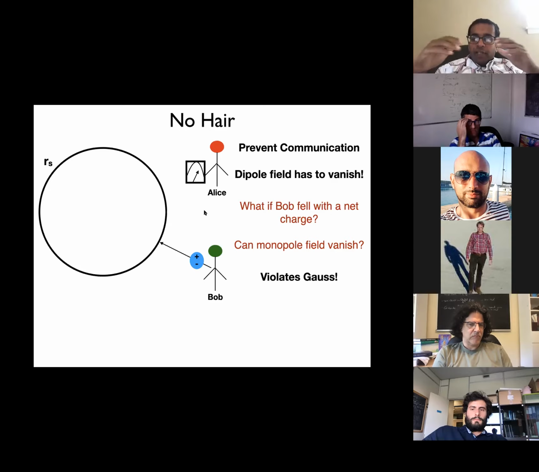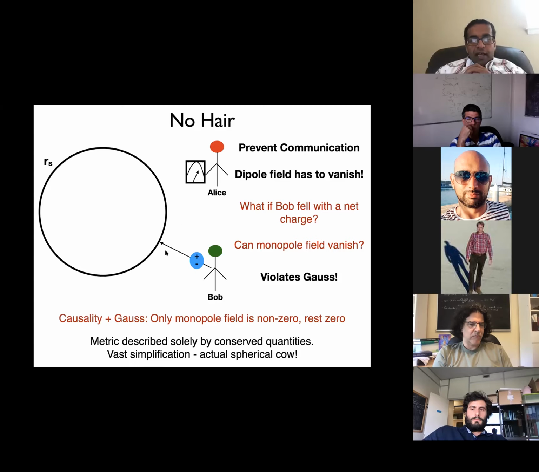So the question before you is, how can I preserve causality and at the same time preserve conservation of electric charge? What should the field equations do in order to preserve both of these two important elements of physics? There is a way to do that, which is that to preserve causality and Gauss's law, suppose the laws of physics are such that the equations of motion give you a solution where only the monopole field is non-zero outside, but the rest becomes zero, right? Suppose that when you cross this horizon, the equations of motion work in such a manner that the monopole field is preserved outside, but the rest go to zero.